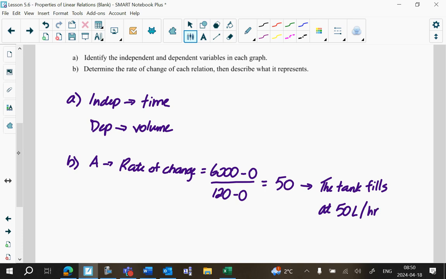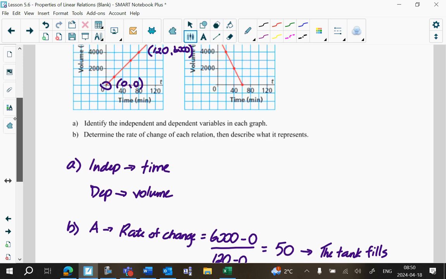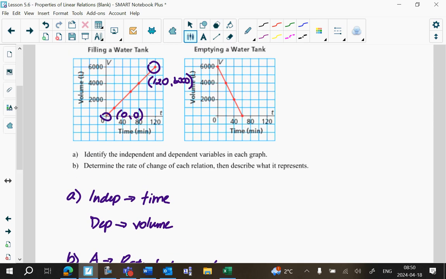So for B, a rate of change, well, we've got different points because it's a different graph. So I'm just going to pick the ones on the axes. So this is 0, 6,000. And what's this point? 60, 0. Good.